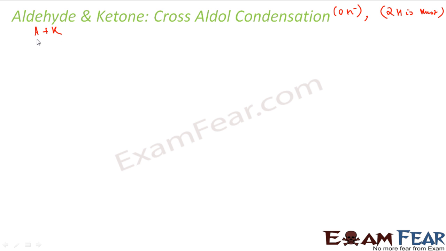So now this aldehyde's alpha hydrogen can go from here and react with the same aldehyde, one product. Alpha hydrogen can go from here, react with the same guy, one product. Alpha hydrogen goes from here, reacts with this, one product. Alpha hydrogen goes from here, reacts with this, one product. So 4 products at the max if both have alpha hydrogen.